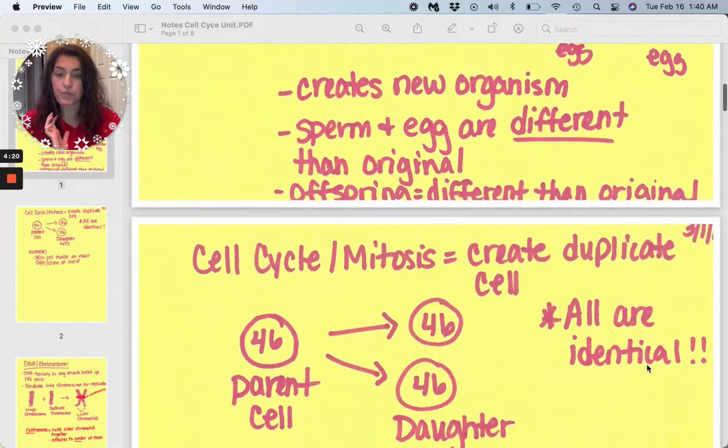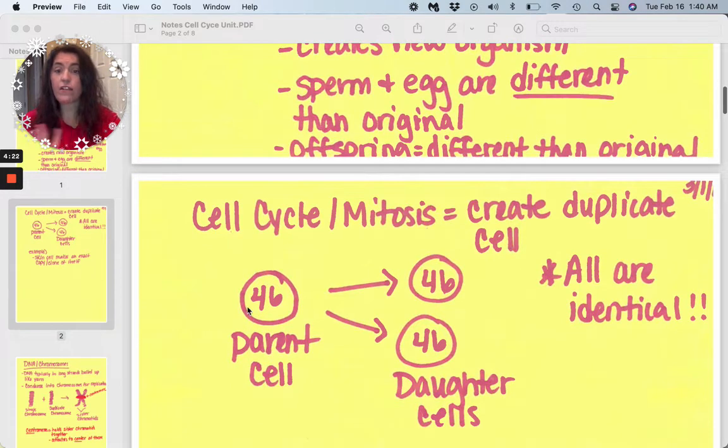So this is where you have a 46 chromosome parent cell, and the process of mitosis in the cell cycle is going to create two identical daughter cells that have 46 chromosomes. Again, this is humans, 46 chromosomes. Other organisms are going to have different total amounts, but we're just going to use this for simplicity. Now, so 46 chromosome parent cell, mitosis creates two 46 chromosome daughter cells.